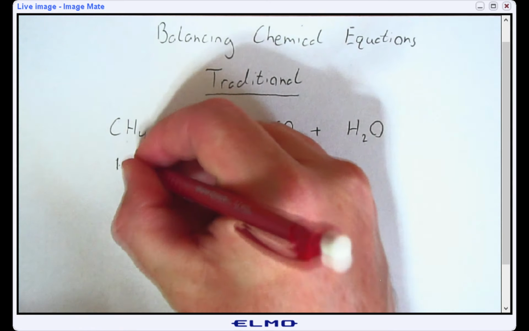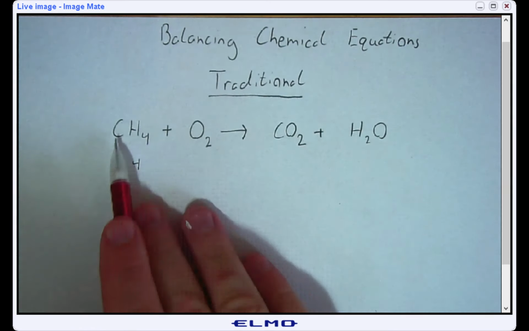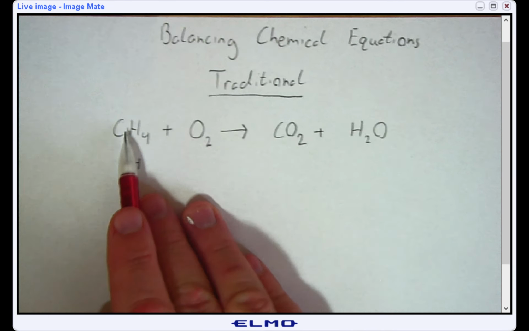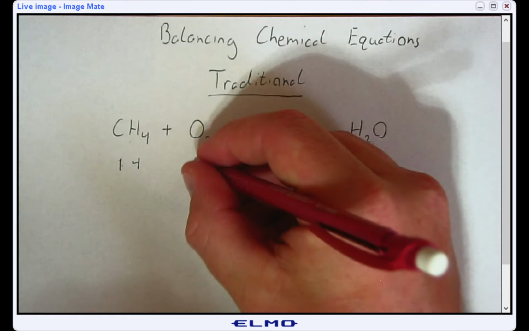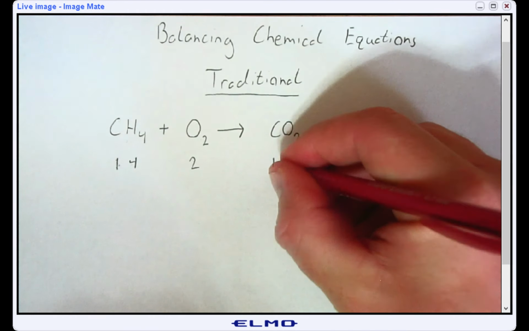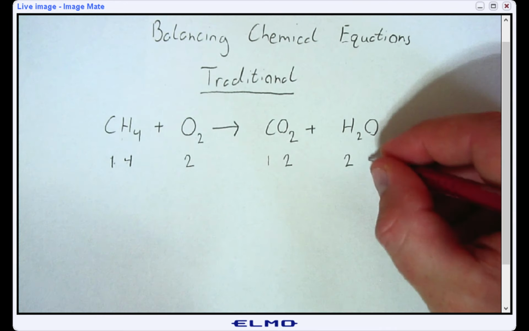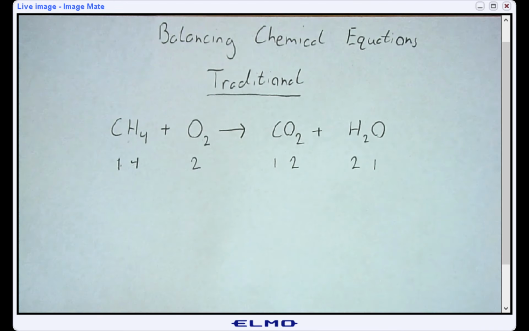For hydrogen. Now, common mistake, people look at this and they'll put 4 for both. That is incorrect. Look right under the element. Okay, 1 carbon, 4 hydrogens. 2 oxygens. 1 carbon, 2 oxygens. 2 hydrogens and 1 oxygen in water.